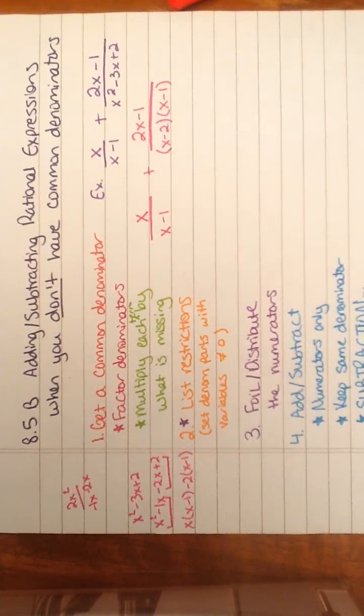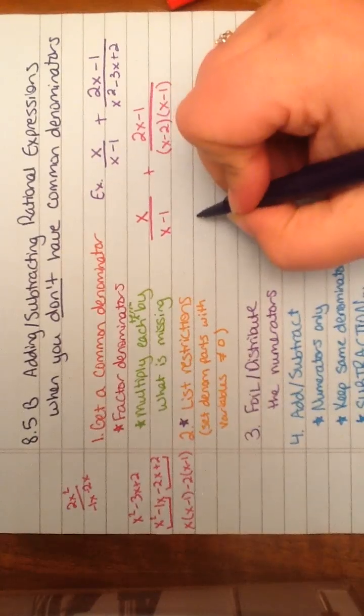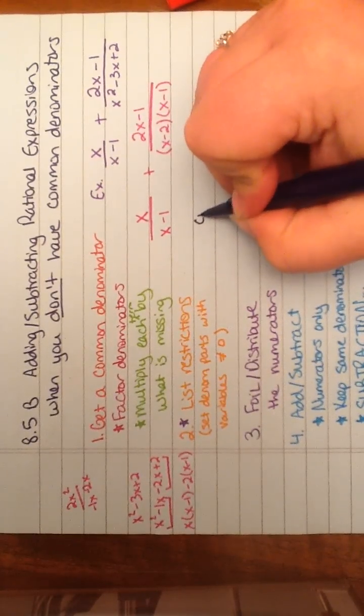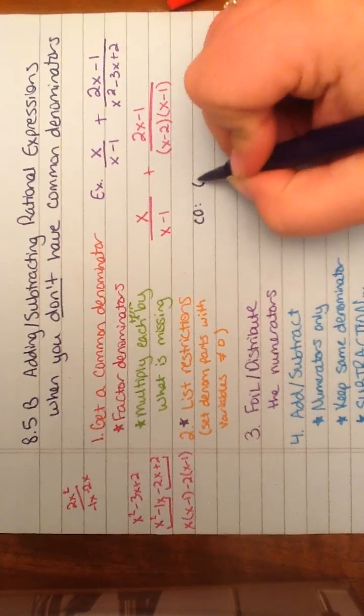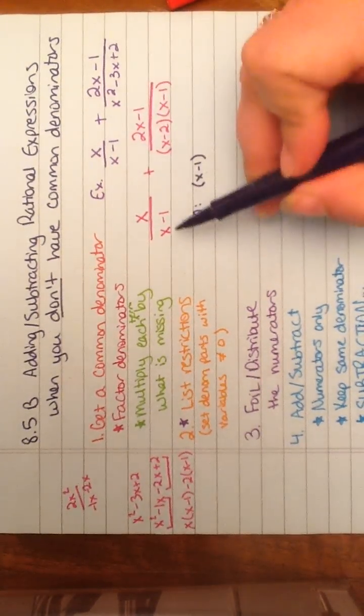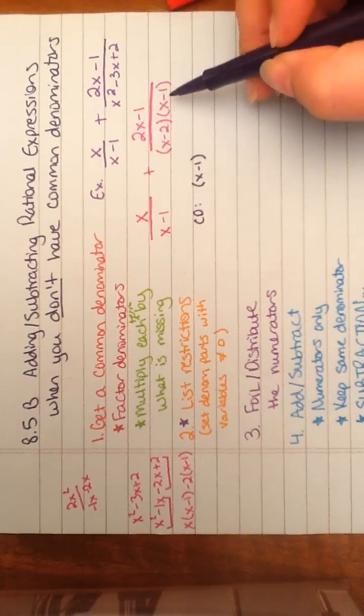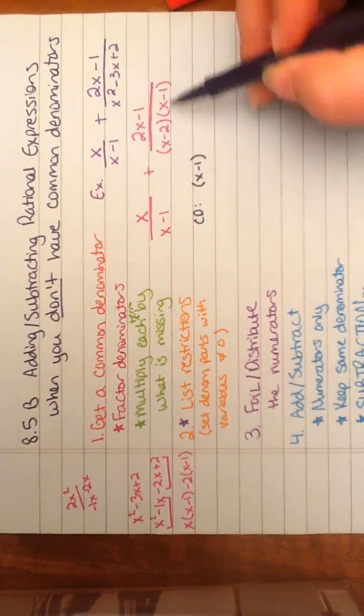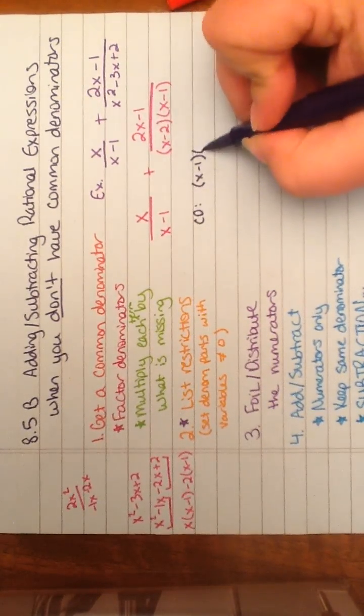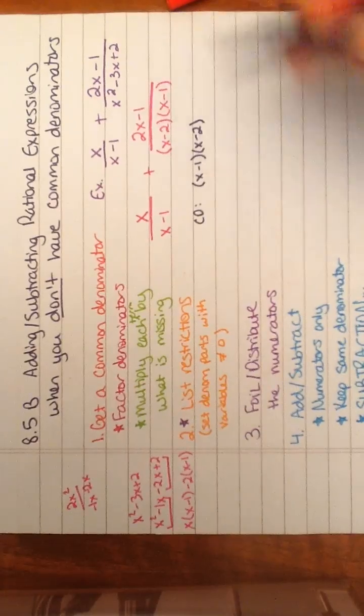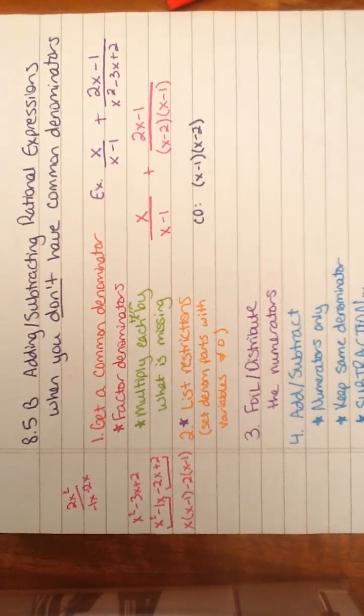Okay, so again from yesterday, we were looking at common denominators. My first denominator has an x minus 1. My second denominator has an x minus 1 again, so I don't have to write that because that's not new, but what is new is x minus 2. So my common denominator is going to be x minus 1, x minus 2.